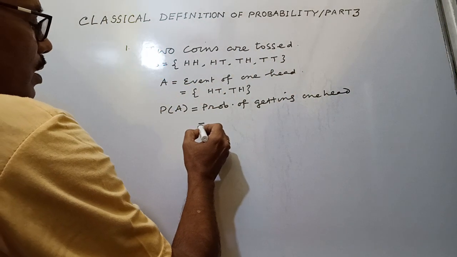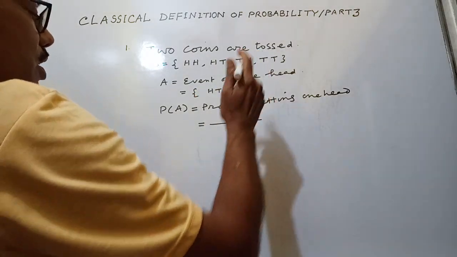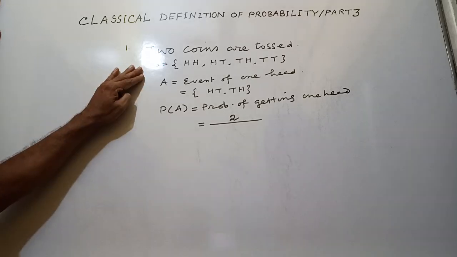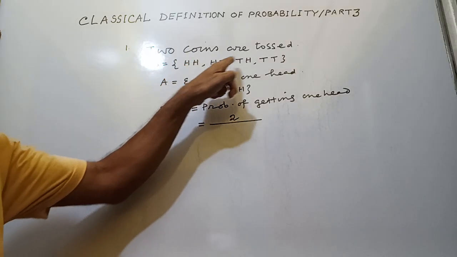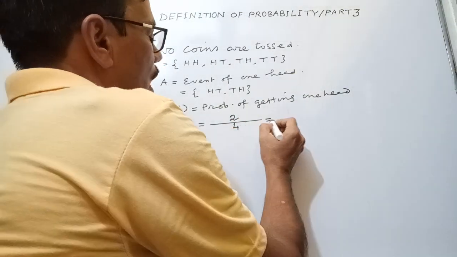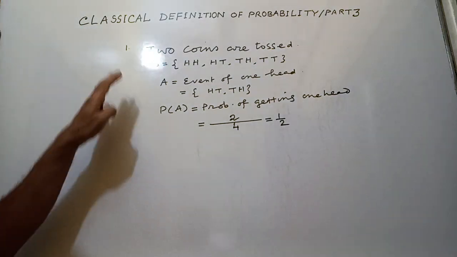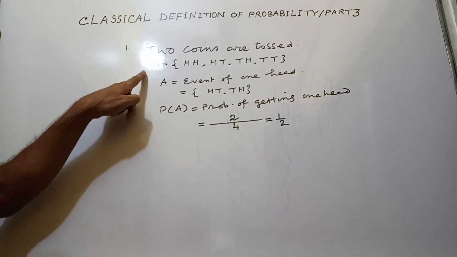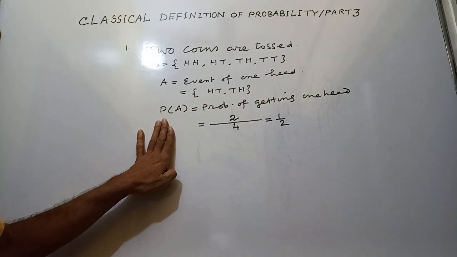Now, what are the favorable cases for A? 1 and 2. That is, favorable cases is 2. And for the sample space, total number of outcomes, 1, 2, 3, 4. So 2 by 4 equals half. So two coins are tossed. This is the sample space. A equals the event of one head. So this is A.